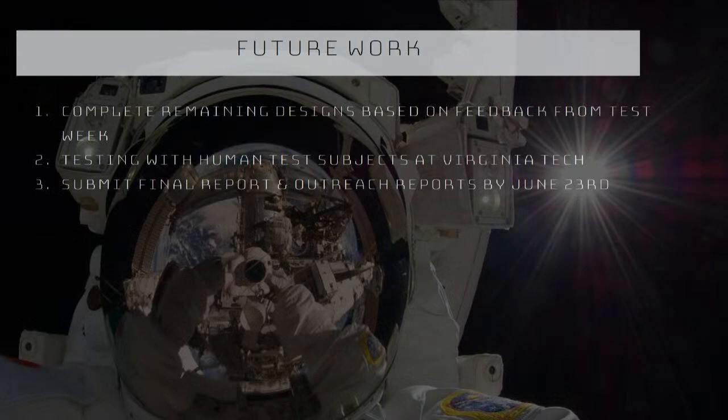Right. So the future work so far, and this is what we have planned. We plan to complete the remaining designs based on the feedback we got from Friday and Monday. We plan to test with other human test subjects at Virginia Tech. And of course, we plan to submit the final report and outreach reports by June 23rd.